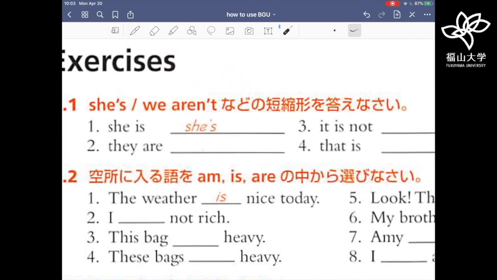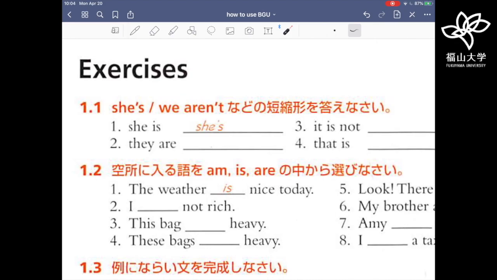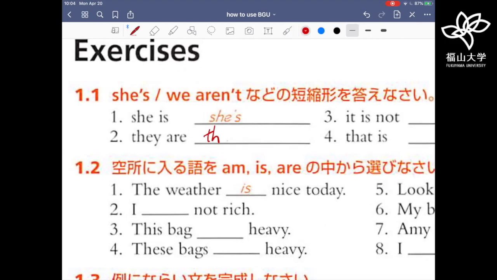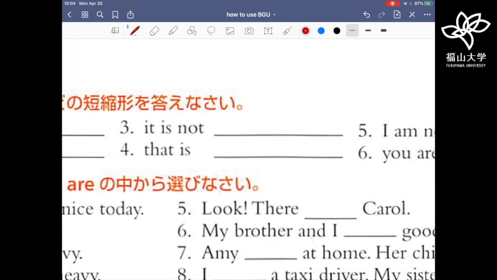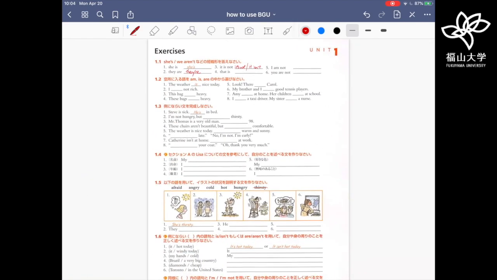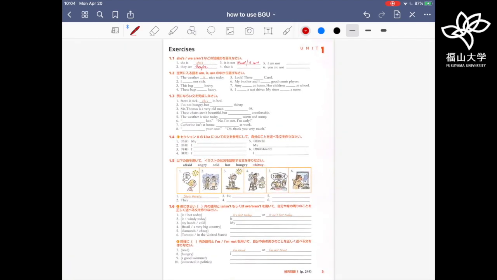The exercises usually start with an example. So she is, she's, it's not, it works, it isn't, etc. So do the exercises and then check your answers.